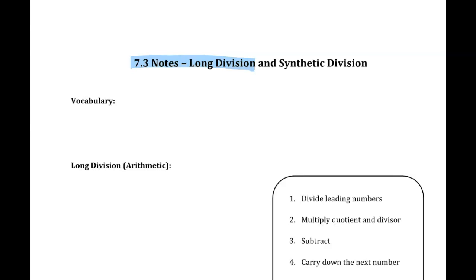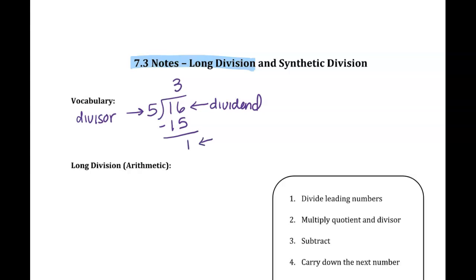So vocabulary. Basically, if we think of 16 divided by 5, and we'll be dividing polynomials shortly, technically 16 is called the dividend, 5 is called the divisor. If we divide and we're thinking 5 times what equals 16, 5 times 3 equals 15. Then we subtract and get 1. This 1 is our remainder. And this 3 is our quotient.